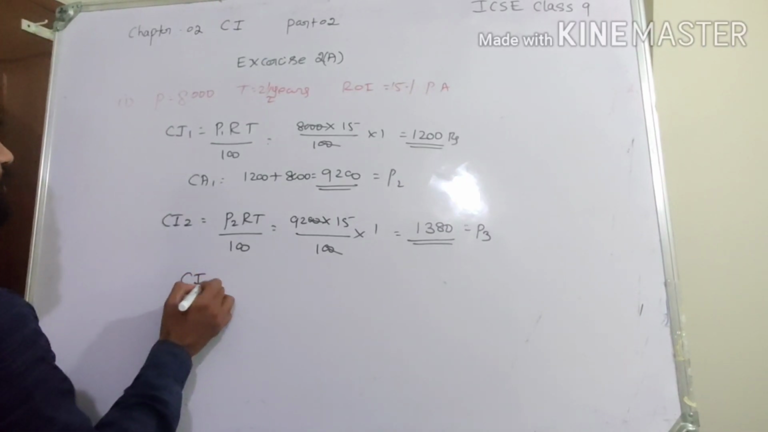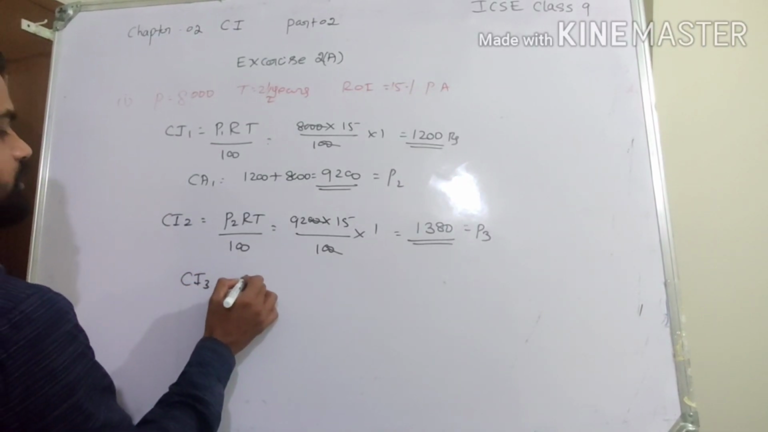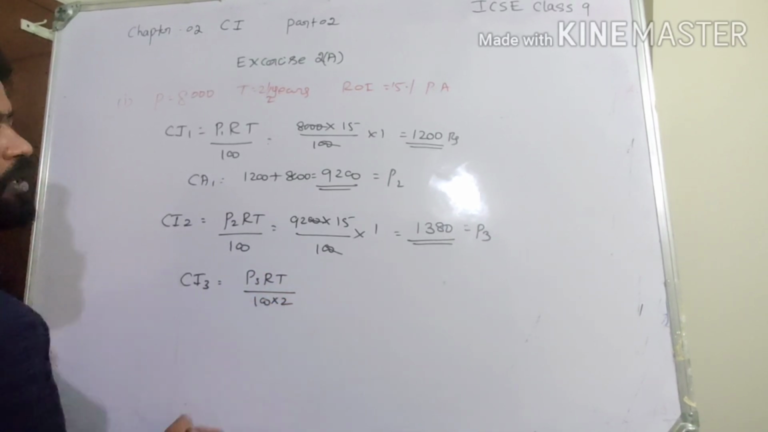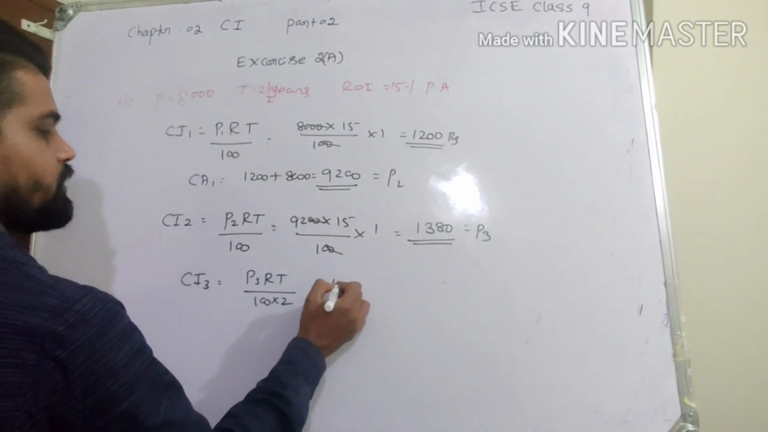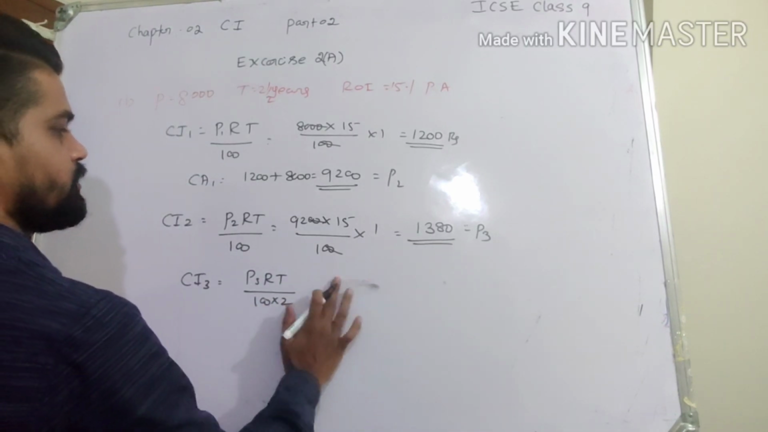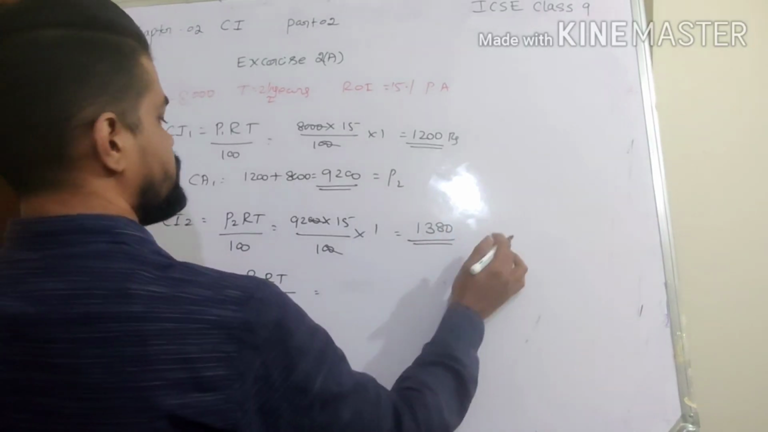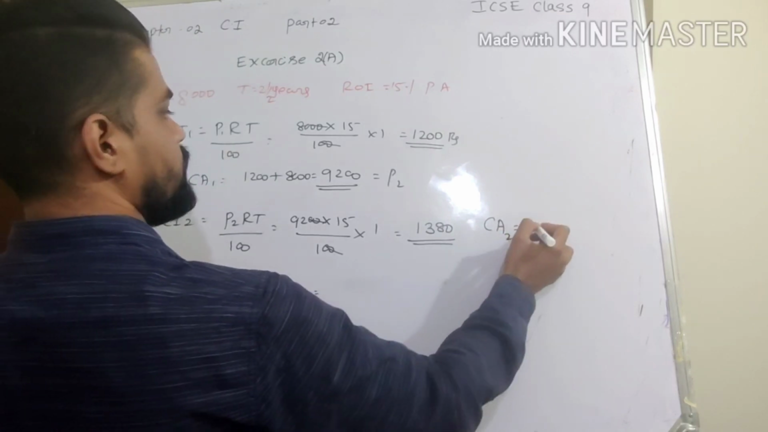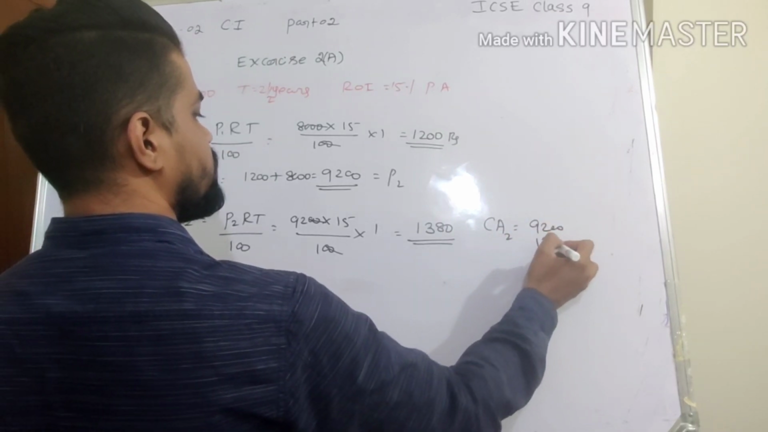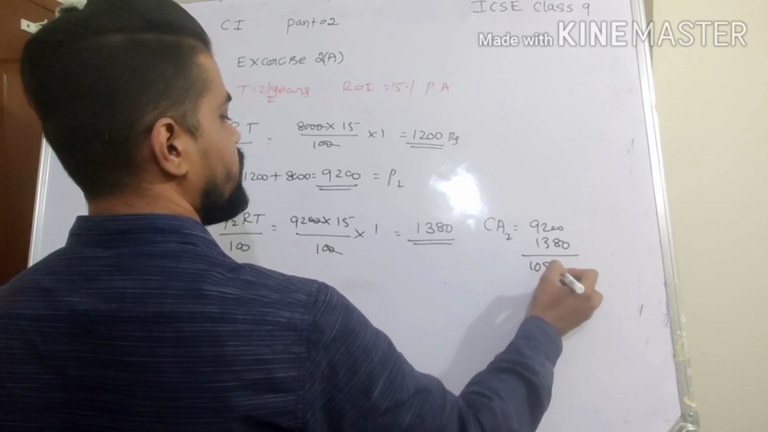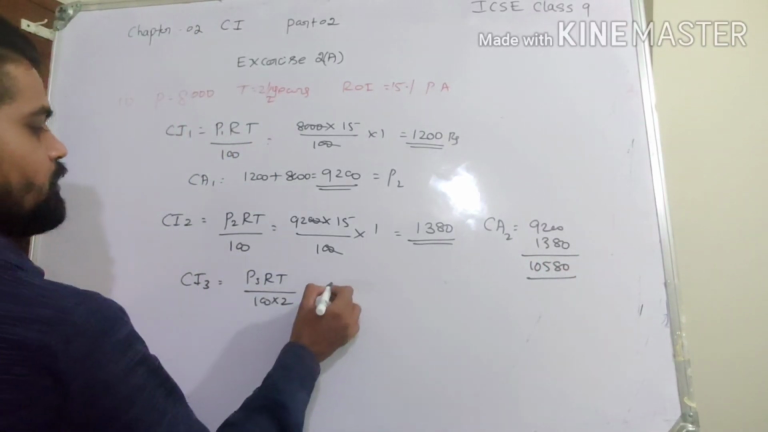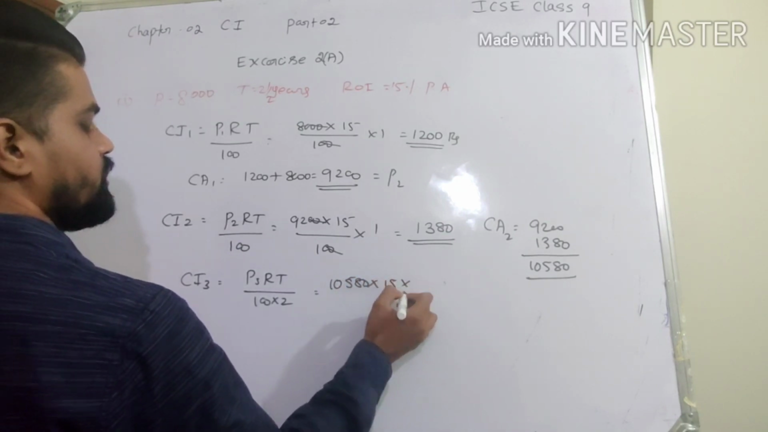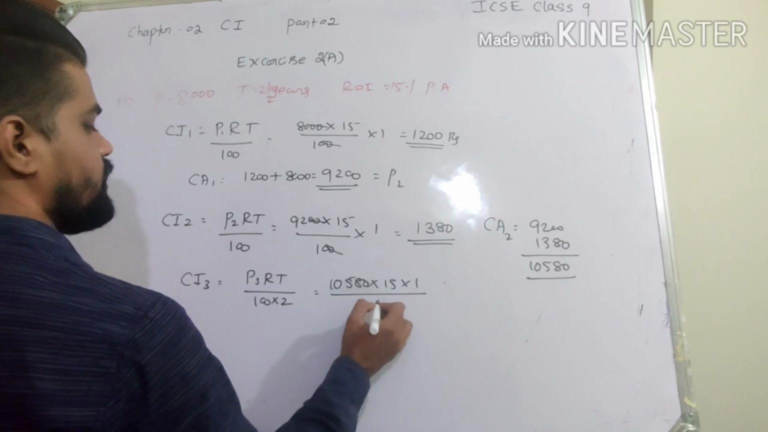So this will be the principal for the third one. But the third part is only for half year, so we are going to change this now. P3 RT by 100 into 2, that's because T by 2. Okay. So that is 1,380, this is the principal. So we want the compound amount, right? The compound amount is the second year's 9,200 plus 1,380, which is 10,580. Okay. So now it is 10,580 into rate of interest 15 and 1 year, 100 into 2.